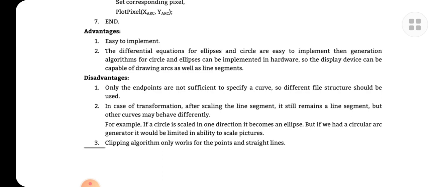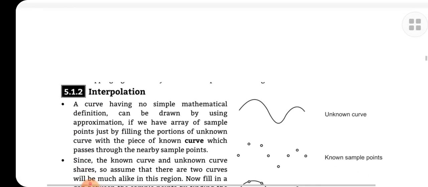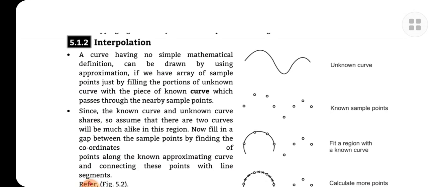In the case of transformations, after scaling a line segment, it still remains a line segment, but other curves may behave differently. For example, if a circle is scaled in one direction, it becomes an ellipse. So if we had a circular arc generator, it would be limited in its ability to scale pictures. And third, the clipping algorithm only works for points and straight lines. And after that, interpolation.